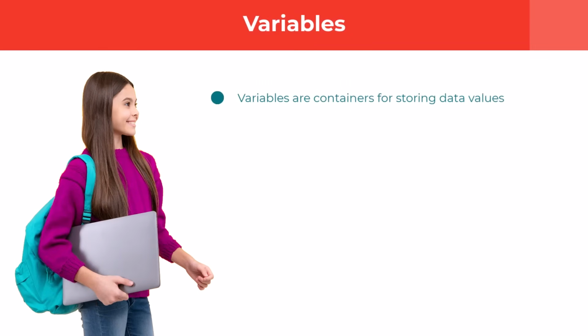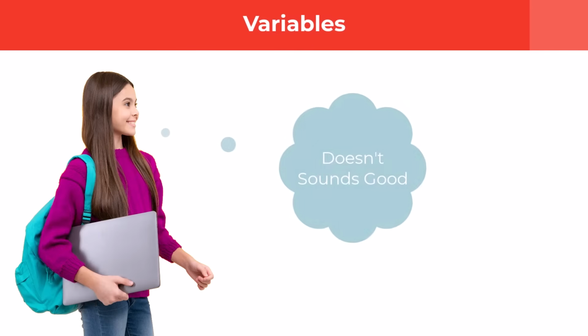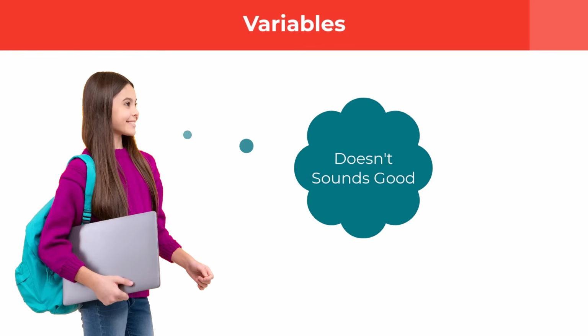So variables are containers for storing data values. Variables hold a piece of information that changes over time. In Python, there is no need to declare a variable with any particular type. Instead, it can be changed even after a type has been set. A variable is created the moment we assign a value to it. Doesn't sound good, right? Let's try to understand through some examples.